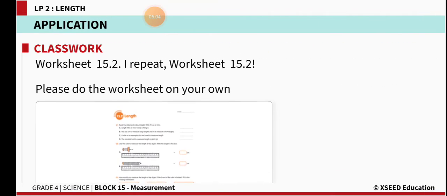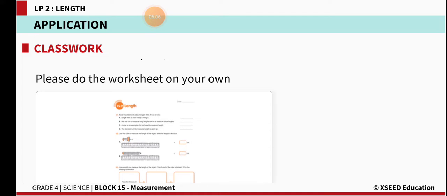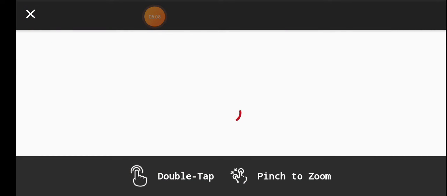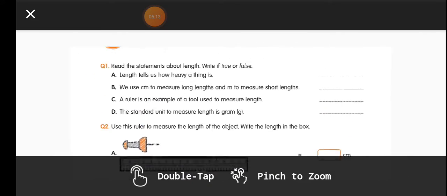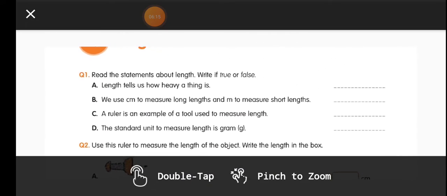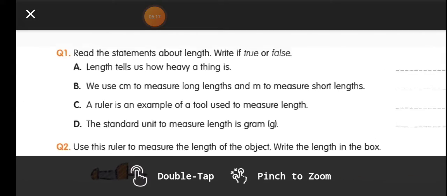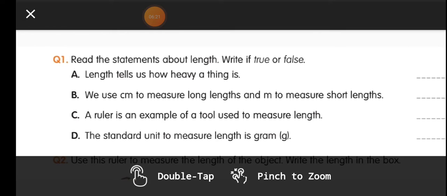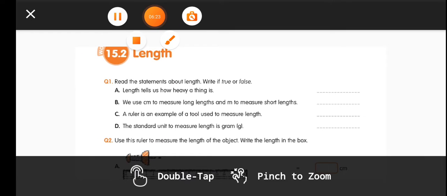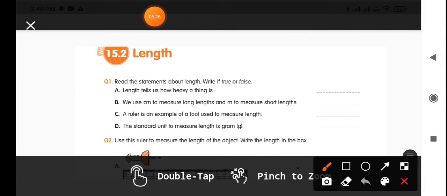And now we will see the questions given based on length in your workbook. Come to page number 3. Read the statements about length and write if true or false. Length tells us how heavy a thing is. How heavy, the length will not say. How big or small, the length will tell us.